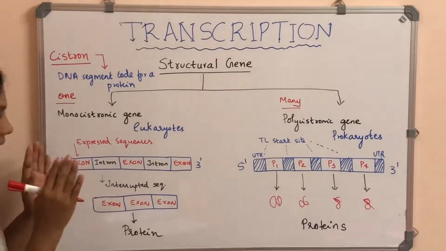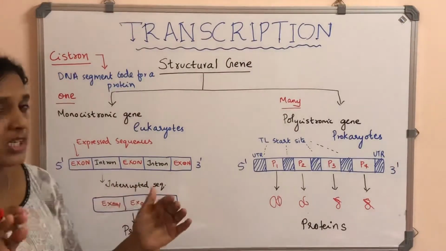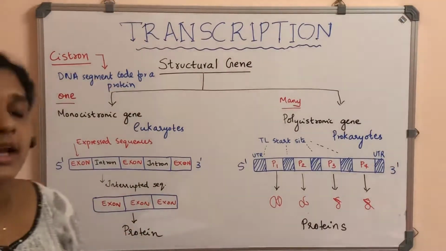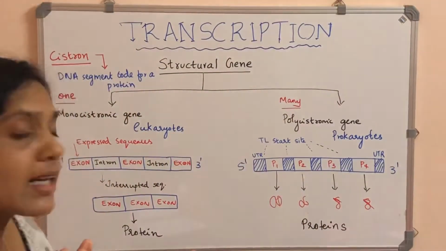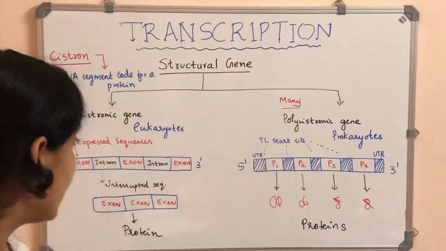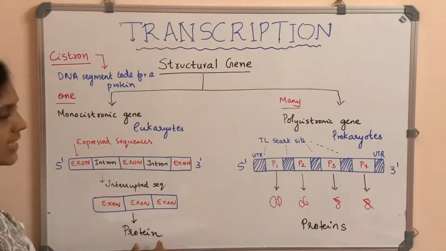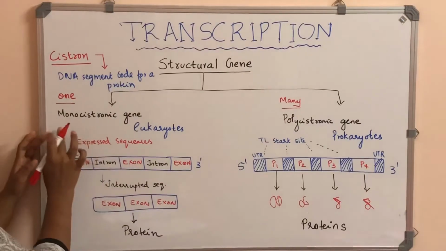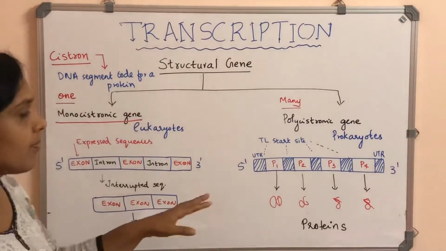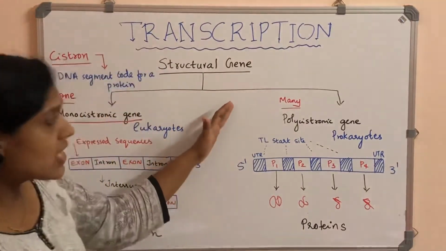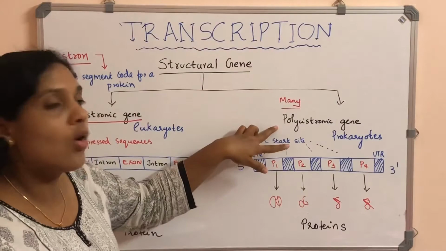In our case, the introns have to be removed. The introns are interrupted sequences. They don't code for any protein, so those interrupted sequences have to be removed and the exons have to be joined by ligase enzymes, then we will get a protein. That is why in eukaryotes, the structural genes are of monocistronic type. In prokaryotes, the structural genes are of polycistronic type.